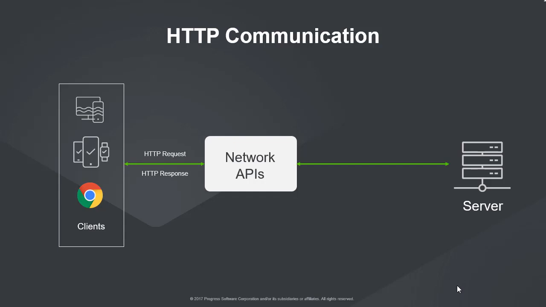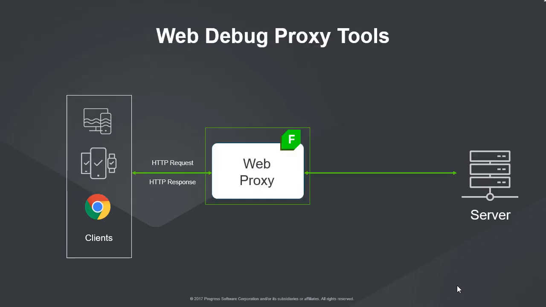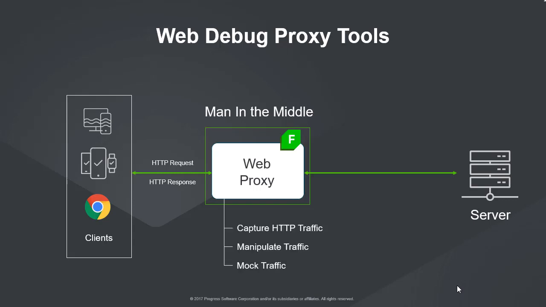Web debug proxies work on the principle of the man in the middle. So the web debug proxy is configured to sit in between your client and your external network. So any request that is made from your client will go through the intermediate web proxy to the backend server. And the responses returned by the server will also be sent via the proxy. This opens up some pretty interesting possibilities.